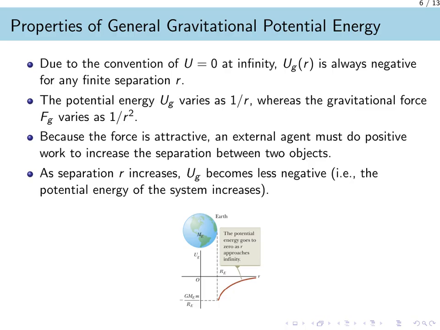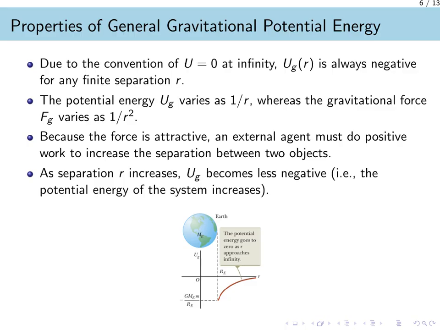Since gravity is an attractive force, the system naturally has less energy when the objects are close together compared to when they are at infinity. Because the force is attractive, an external agent must do positive work to pull the objects away from each other. This work gets stored as potential energy in the system. Therefore, as the separation distance r increases, the potential energy also increases.